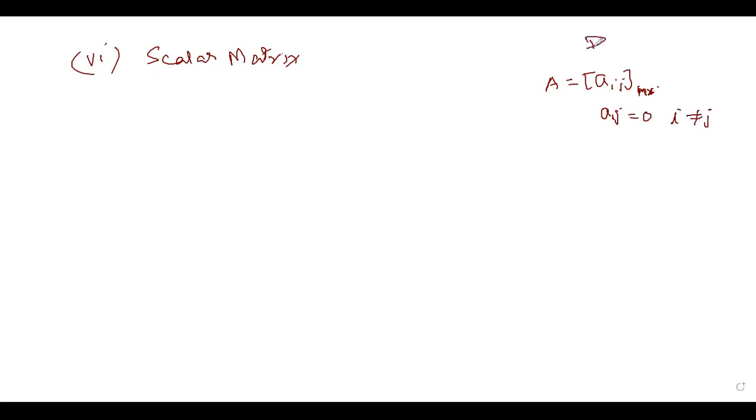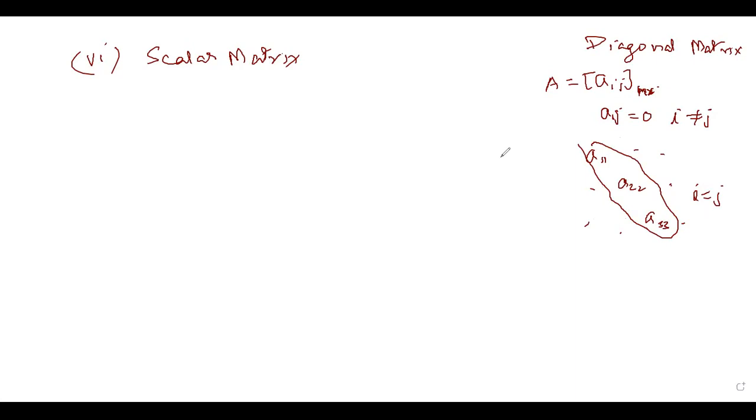This is for diagonal matrix. Because if we write diagonal elements are A11, A22, A33, so for all diagonal elements, i is equal to j. And for all other elements, i is not equal to j. For these elements, i is not equal to j.